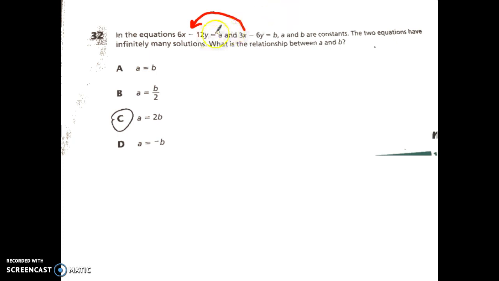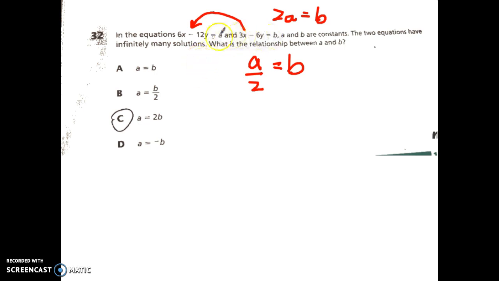So if I multiply A, which is what this equation is, by 2, it'll give me B, right? Or the opposite: if I take A and divide it by 2, it'll give me B. But that's not an option. Y'all will see this problem on this test. Okay, that's how you do this.